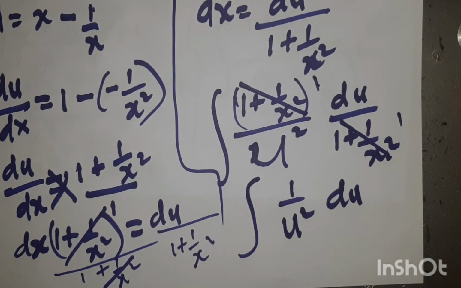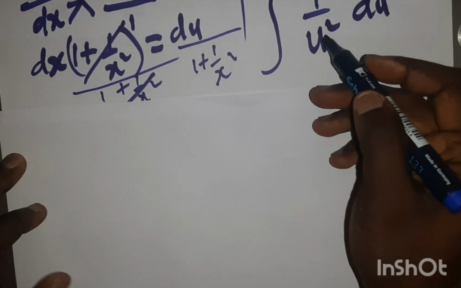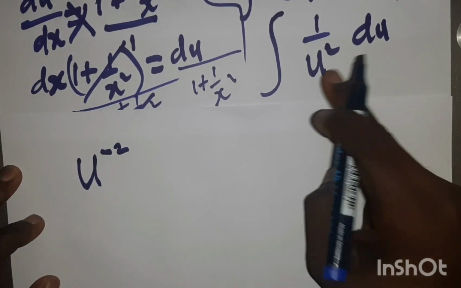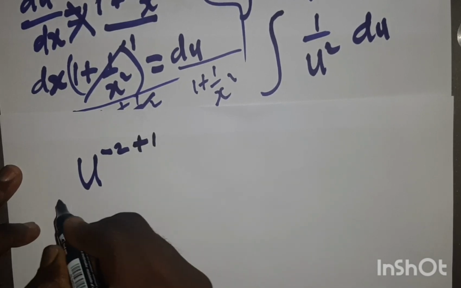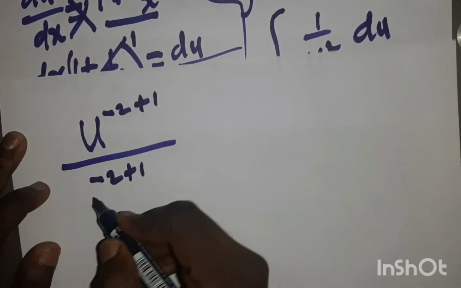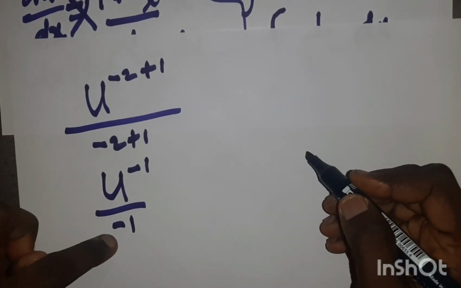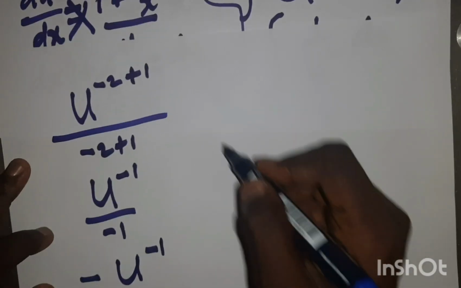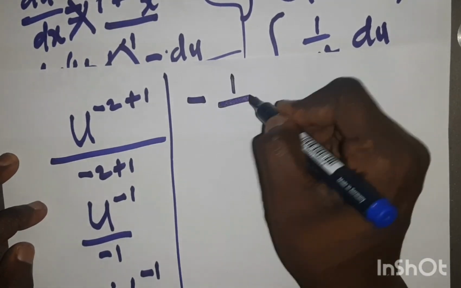So continuing from here, I can now easily integrate. So rewriting this gives me u raised to power minus 2 from laws of indices. Then I can now add 1. Remember the direct method, add 1 to the power, bring everything down, minus 2 plus 1, and then you have it as u raised to power minus 1 over minus 1. And if you divide it by minus 1, you get minus u raised to power minus 1. Then what is our u? You can now have minus 1 over u.